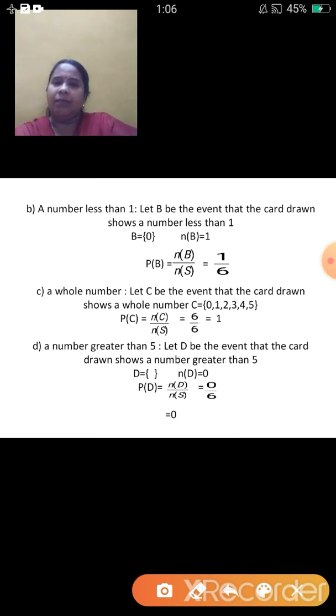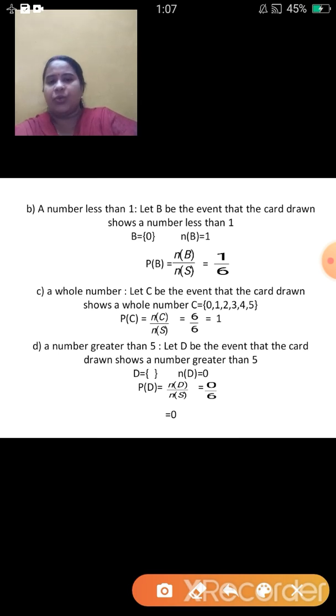The last event given in the sum is a number greater than 5. Now our sample space had elements only till 5, so it is not possible to get a number more than 5 in this. So let D be the event that the card drawn shows a number greater than 5. As it is not possible, the set D will be an empty set, and if it is an empty set, the number of elements in this set will be 0. P of D will be n of D upon n of S, that is 0 upon 6. 0 divided by any number is 0, so our final answer will be 0 itself. So in this way, all the sums based on such type of questions can be done.